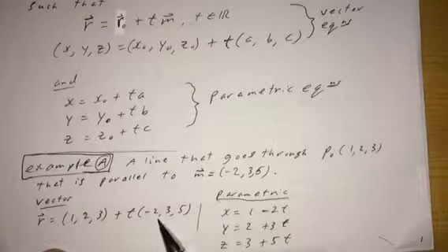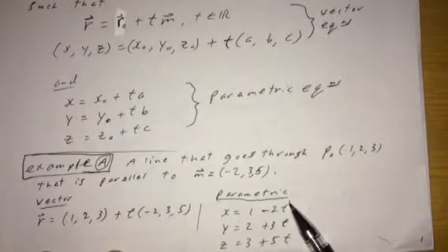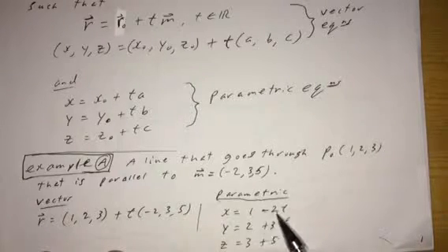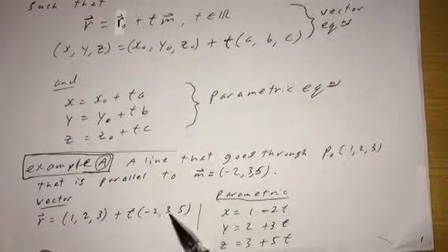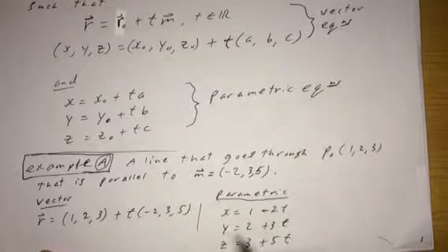Okay, so the direction vector goes here. And then the parametric equations, well, they look like this. x equals 1 minus 2t, y equals 2 plus 3t, and z equals 3 plus 5t. And that's where we get the parametric equations, right there. Okay?